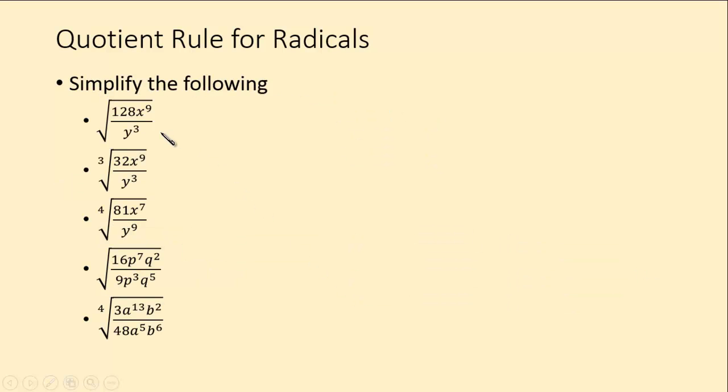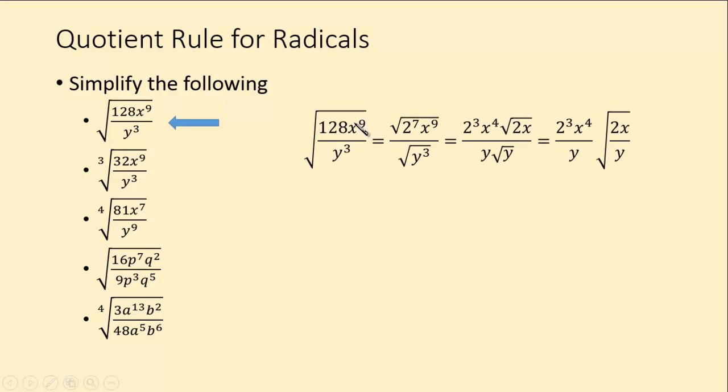So let's look at some examples here. The first one, we can write this as 2 to the 7th, and so 7 divided by 2 is 3 remainder 1, so notice there's a 2 to the 1 power here, and 9 divided by 2 is 4 remainder 1.